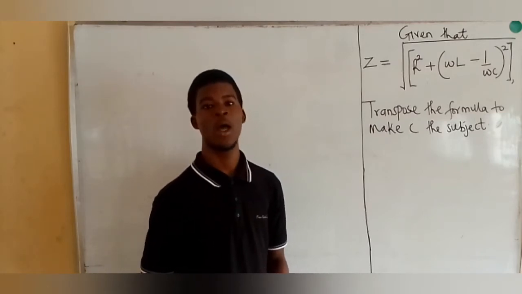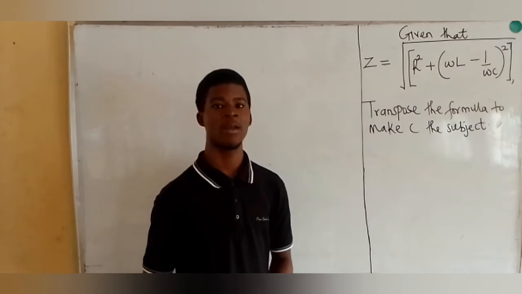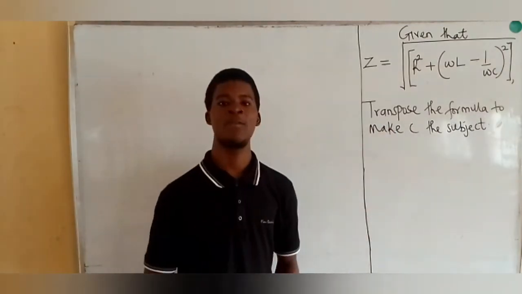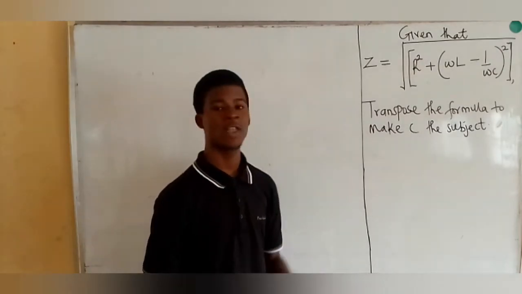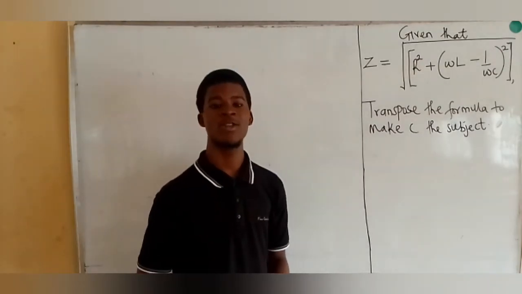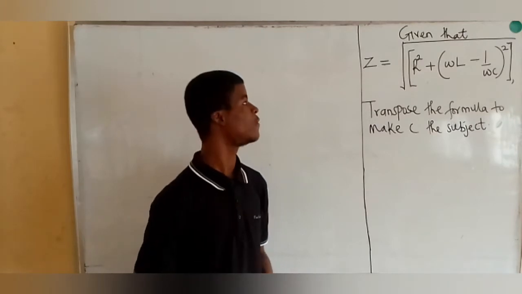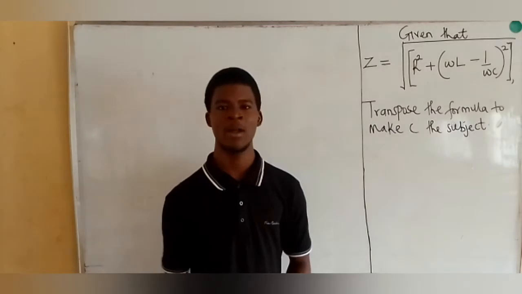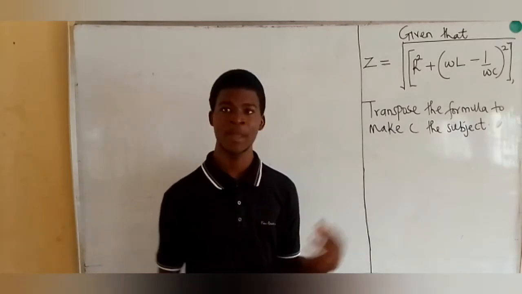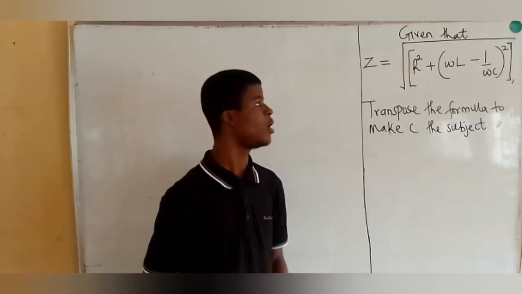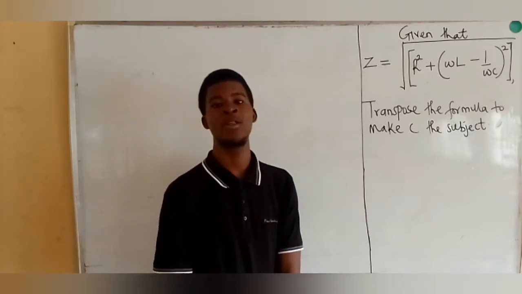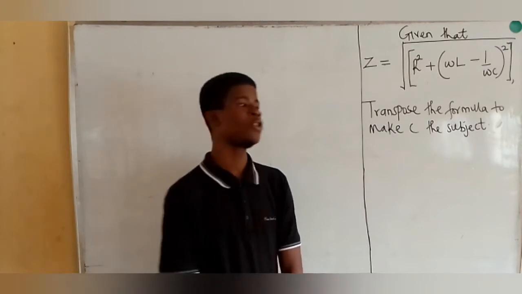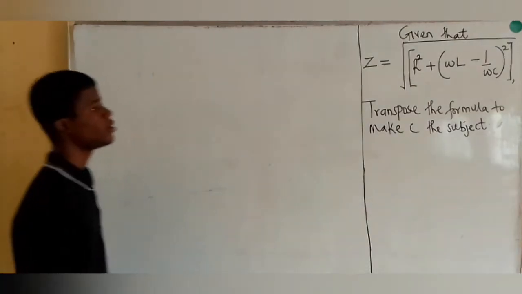I'm going to show you how to make a term the subject of the formula, just like what I have on the board. Now, this is a formula in physics. It is used to calculate for the impedance of a resistive, inductive, and capacitive circuit. But don't worry about that. We're not doing physics now, we're doing mathematics. So I brought the question for us to practice with. So I'll be teaching you on how to make this C the subject of the formula. So I would like you to pay proper attention.